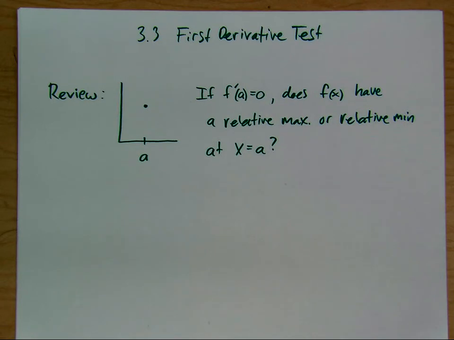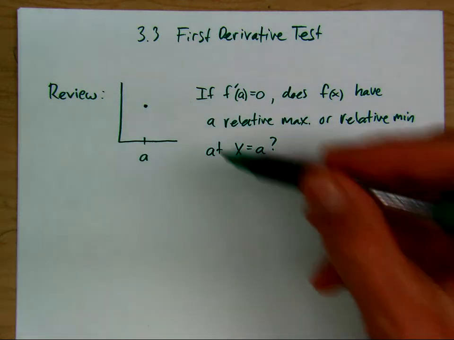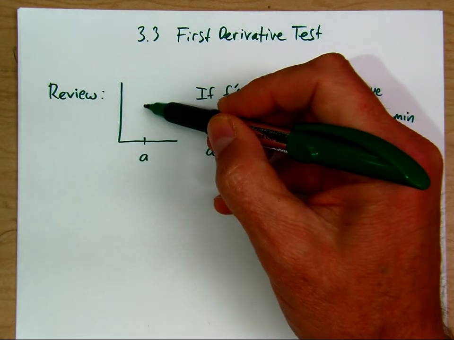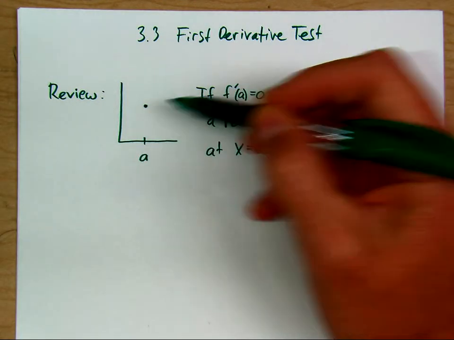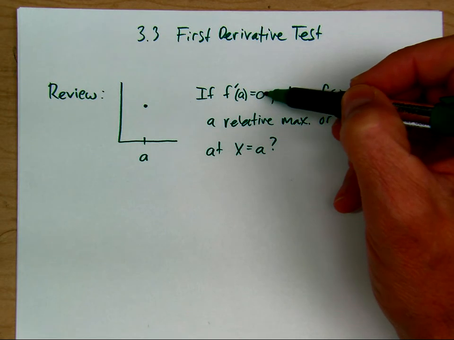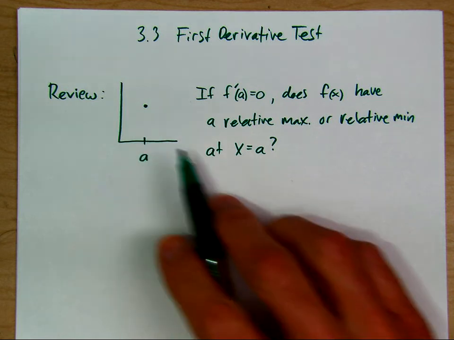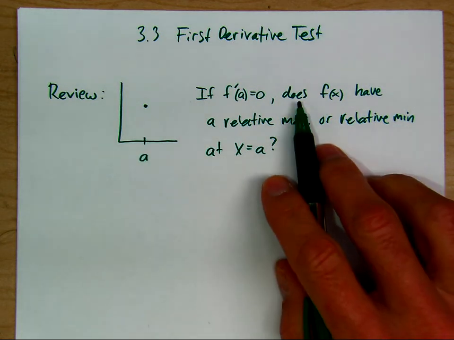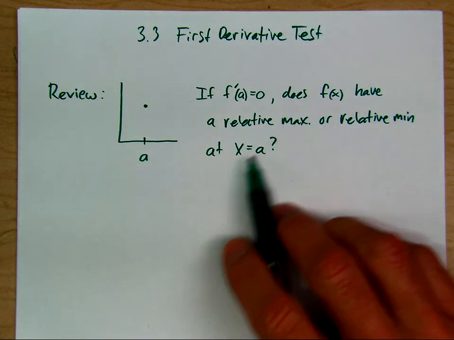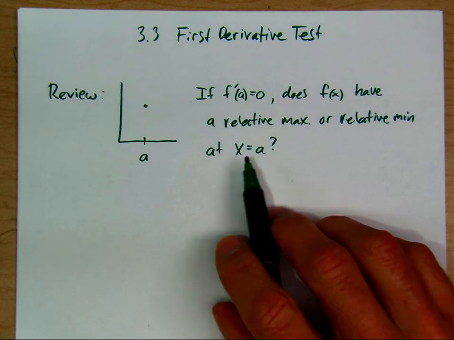All right, let's review the first derivative test, and we'll think about a function. We only know this point of the function, and we know that the slope of the function is 0 at that point. So does f have a relative maximum or relative minimum at x equals a?